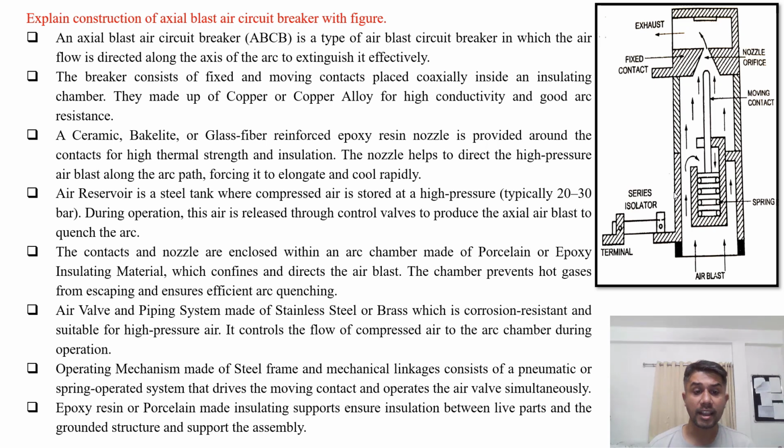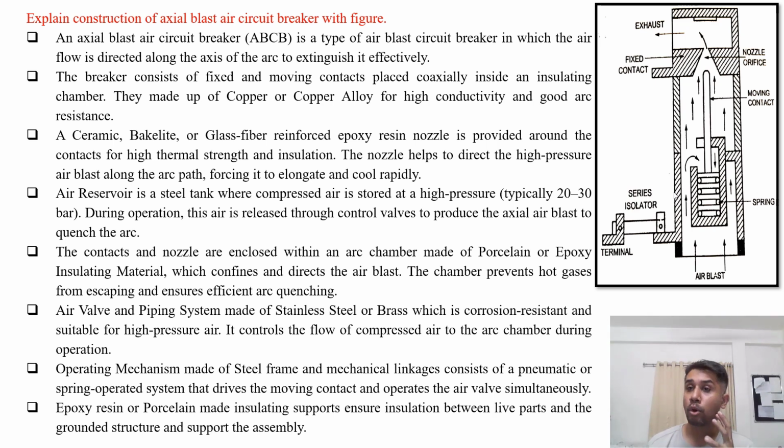The operating mechanism, made up of a steel frame and mechanical linkages, consists of a pneumatic or spring operating mechanism or system that drives the moving contact and operates the air valve simultaneously. It means it is opening the air valve and operating the moving contact in the downward direction, so the airflow in the breaker increases rapidly so that the arc can be quenched quickly.